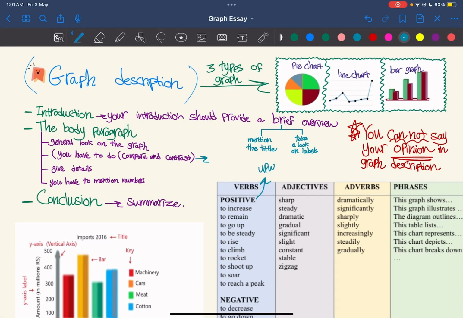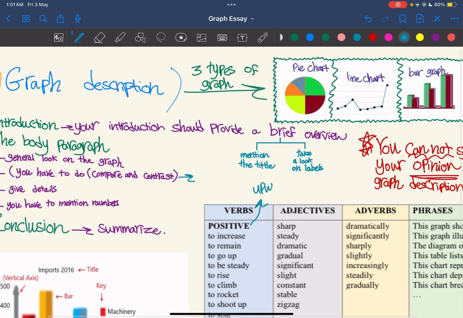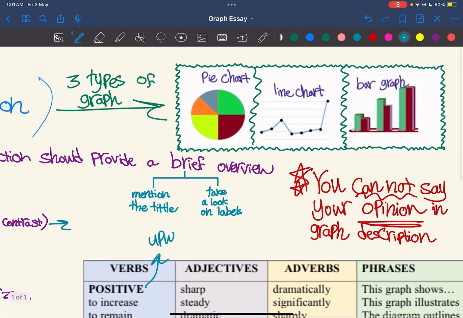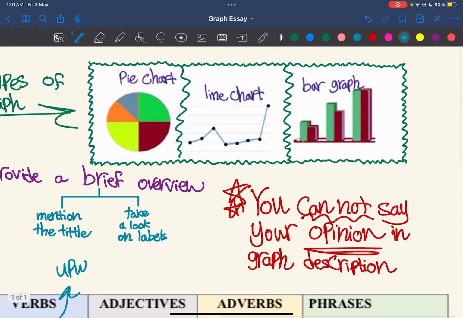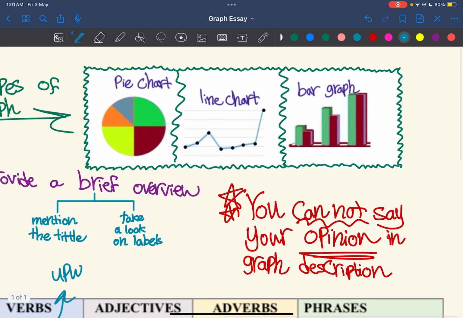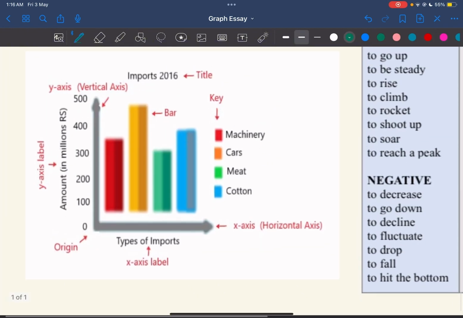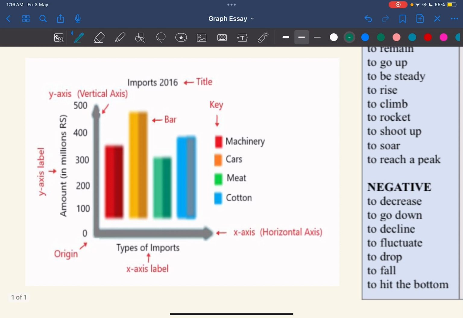Today I'll explain how to write a graph description. First, we need to know there are three types of graph: pie chart, line chart, bar graph. There's no difference between saying chart or graph. When you are describing a graph, you have to look for three things: title, key, labels.